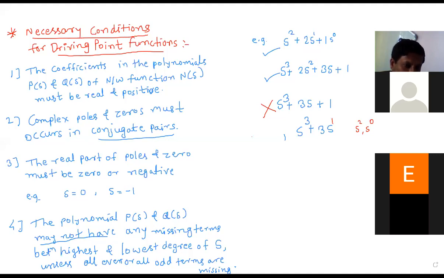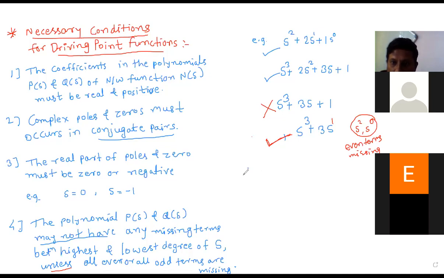Look here: unless all even or all odd terms are missing. So from these two examples, this one is correct, this is a correct driving function. Why? Because in the earlier example, both even and odd terms are present but a term is missing, so it cannot be a driving function. But in the lower example all the even terms are missing. Even terms are missing, so that is acceptable. Only odd terms are present, so that is acceptable for a driving function. Have you understood the meaning of this last statement, unless all even or all odd terms are missing? So this is the fourth point.